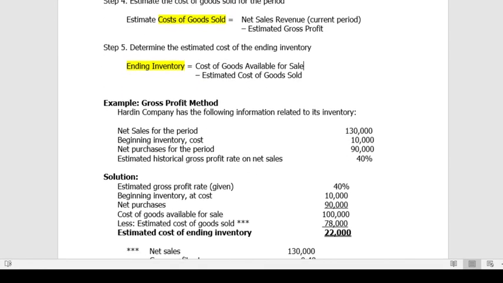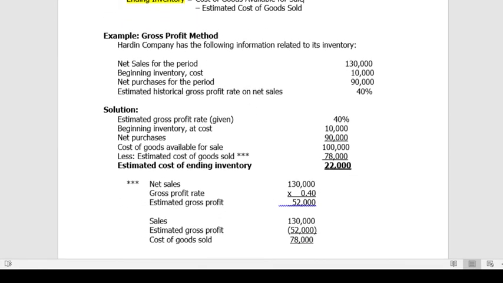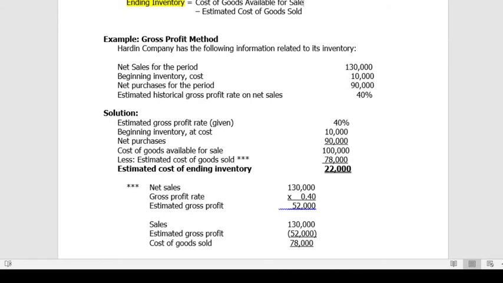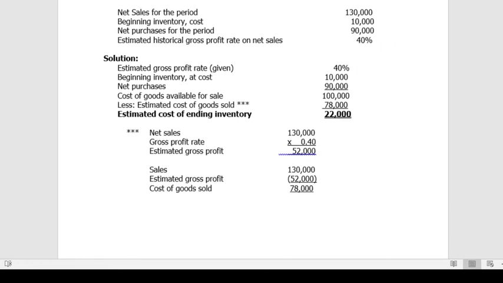For us to appreciate this more, let us look at the example. Net sales for the period is 130,000, beginning inventory at cost is 10,000. The net purchases for the period is 90,000. The estimated historical gross profit rate on net sales is 40%. So the historical gross profit rate is already given to you. So how do we solve this? Look at the provided solution.